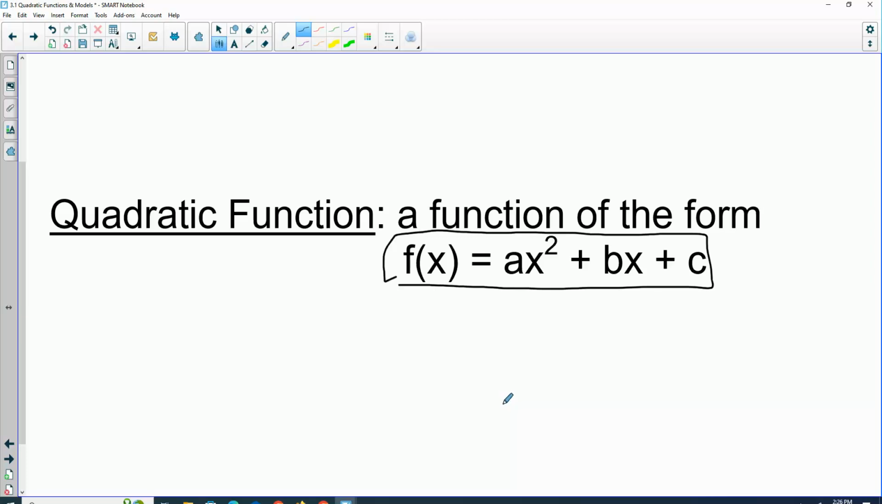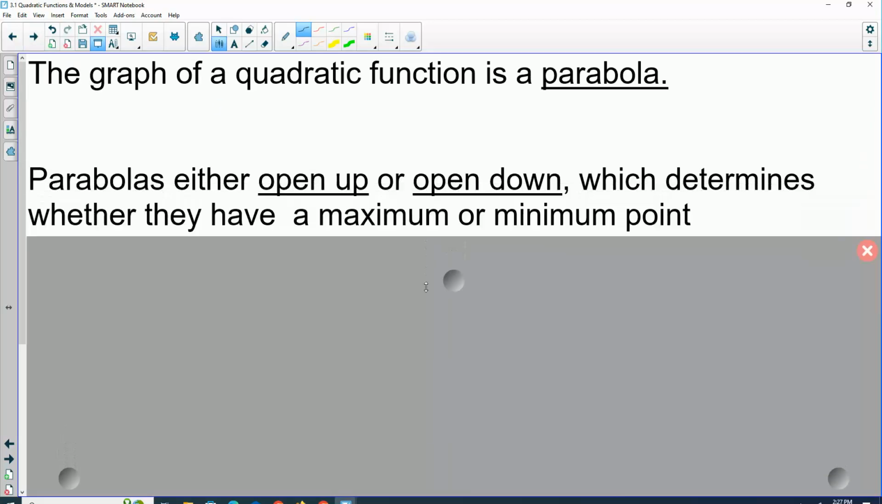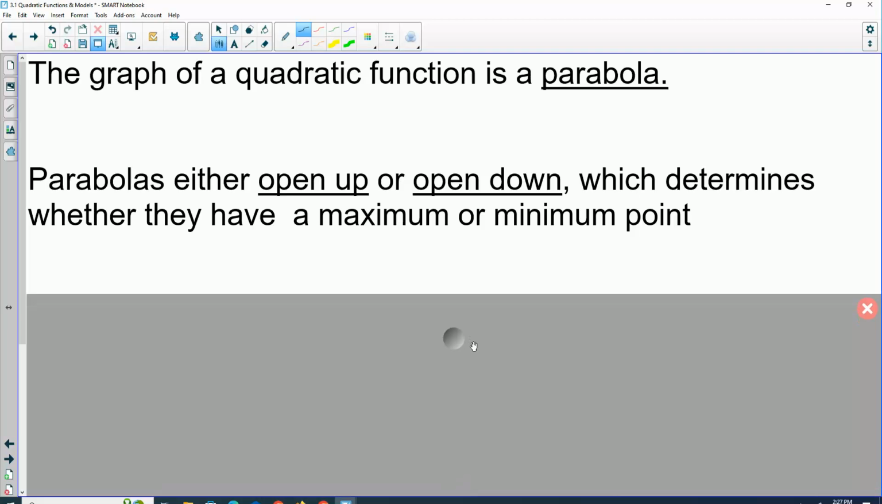That is the standard form for it. So 2 is the highest exponent. When we graph it, what will the graph be? The graph of a quadratic is always a parabola. Parabolas can open either up or down.